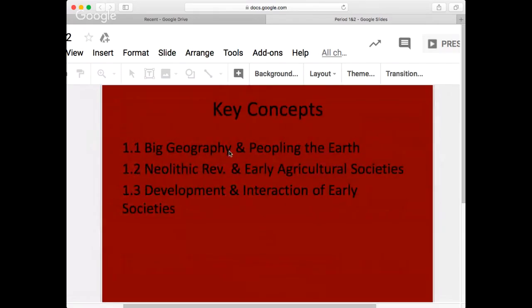You had 3 main key concepts. The first one was big geography and the peopling of the earth, which, to summarize, was the Paleolithic era: people start in Africa and move outward. 1.2 was the Neolithic Revolution and early societies. So farming starts, pastoralism starts, and that creates social hierarchies, more patriarchy, new inventions, trading, etc.